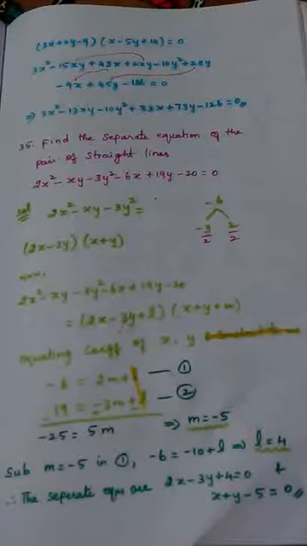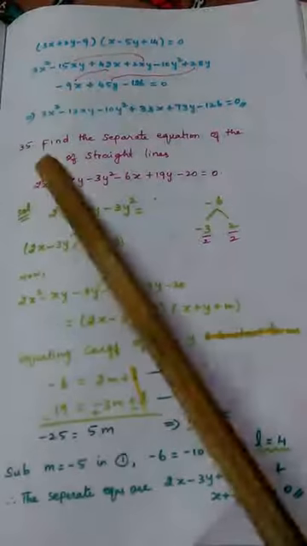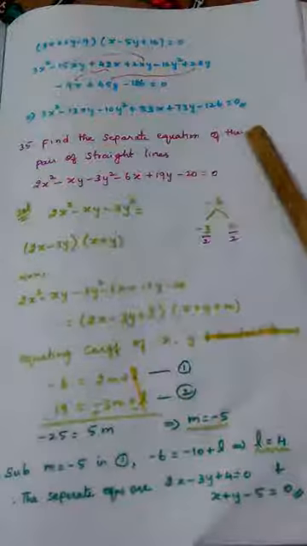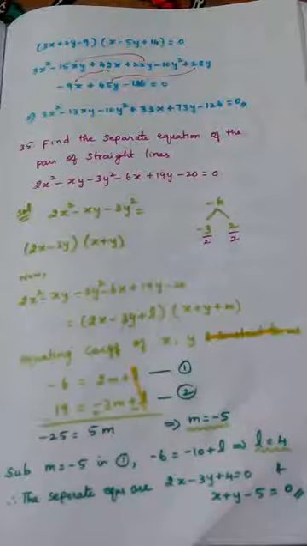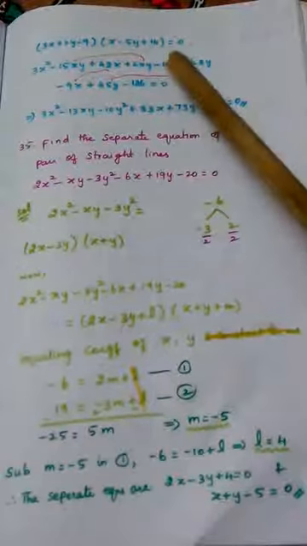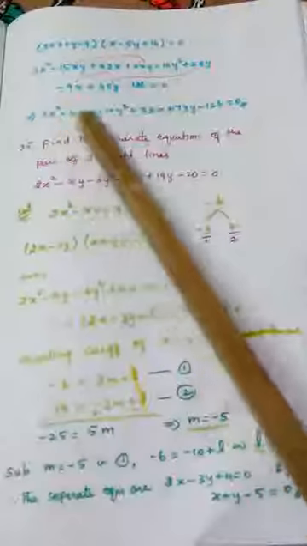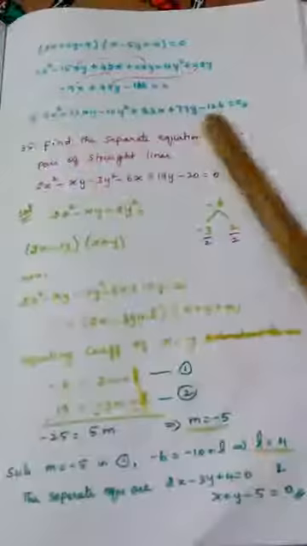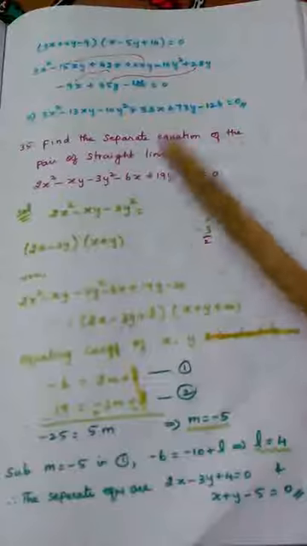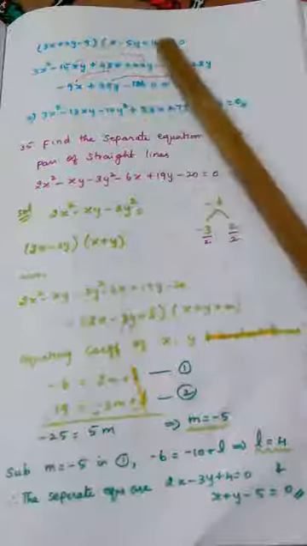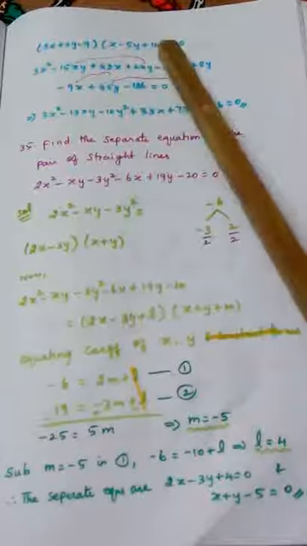So in this continuation video, we will see problem number 35. Find the separate equation of the pair of straight lines. This is a pair of straight line. Now even if you see this previous sum, we found out two separate equations and combined them to find a pair of straight line equation. Here they are asking the reverse. This kind of equation they are giving and they are asking us to find the separate equations like this.